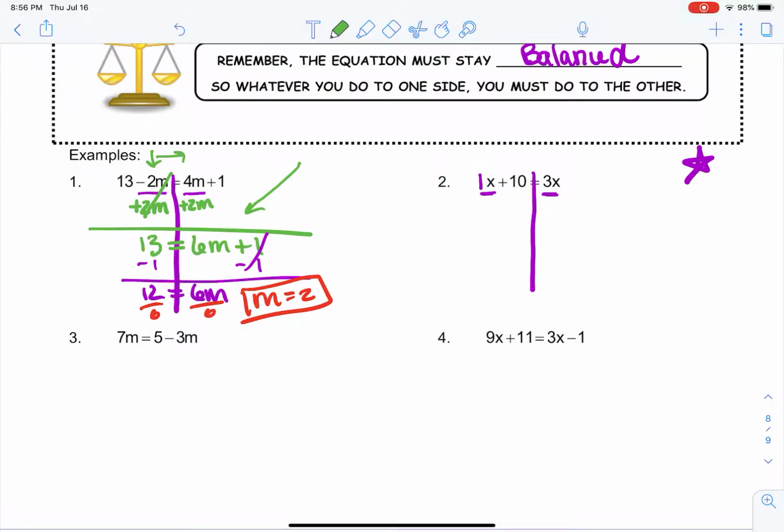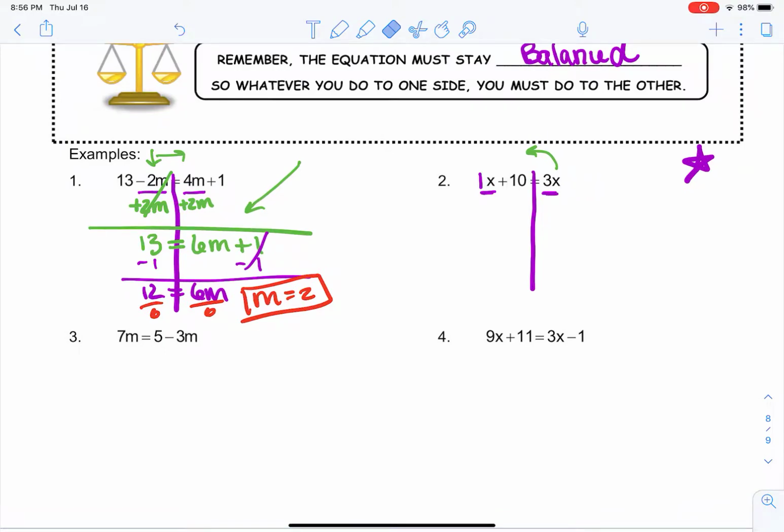Now I could move 3x to this side, but if I do that, there's nothing left on this side, and that just creates more work for me. So I'm actually not going to do that. You could, it wouldn't be wrong, but it's going to be more work. So I'm going to choose to get this 1x to this side. To do that, I'm going to do the opposite. I'm going to subtract 1x on both sides. I'm left with 10 equals 2x. Now I really only have one last step, which is to get rid of that 2. So x is equal to 5.